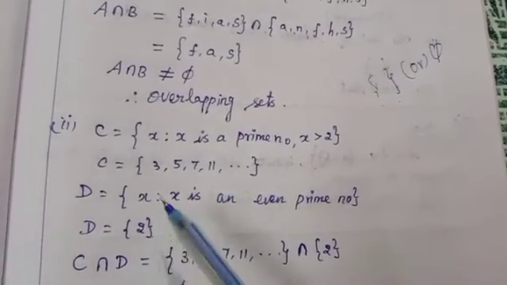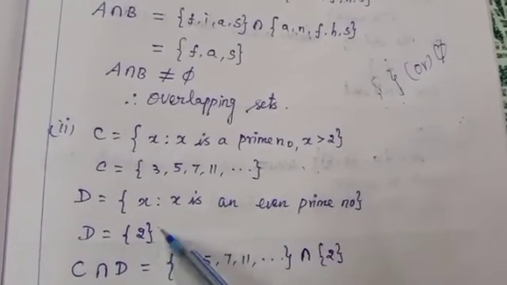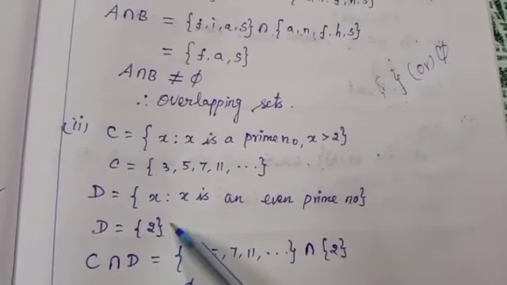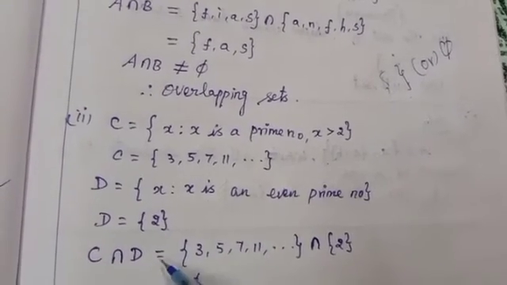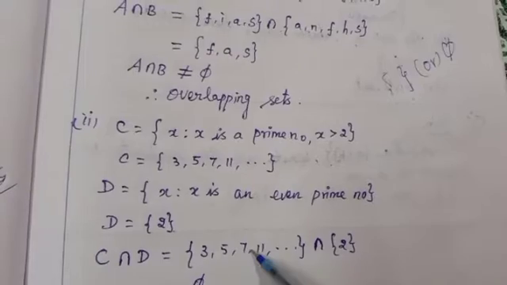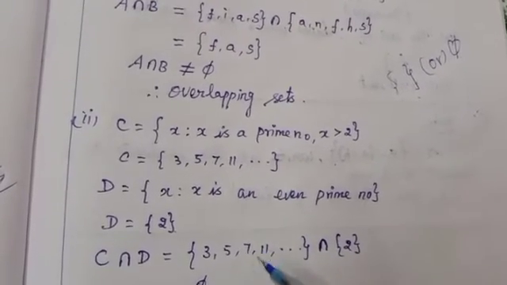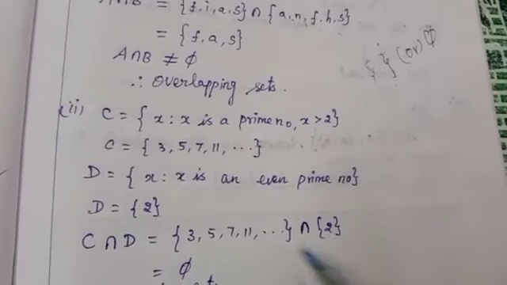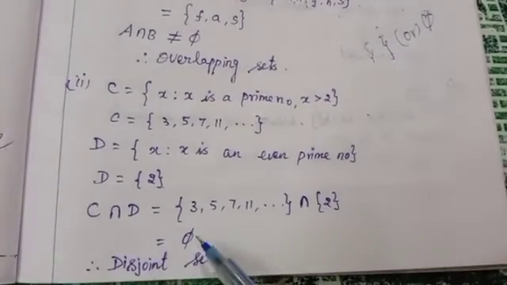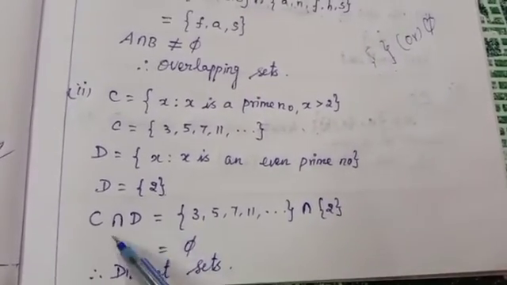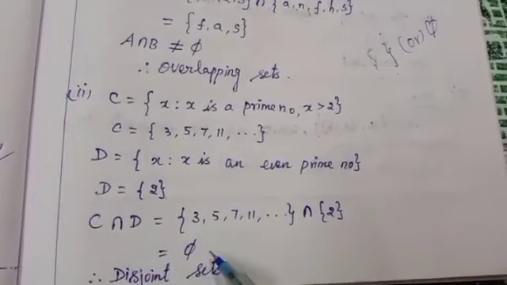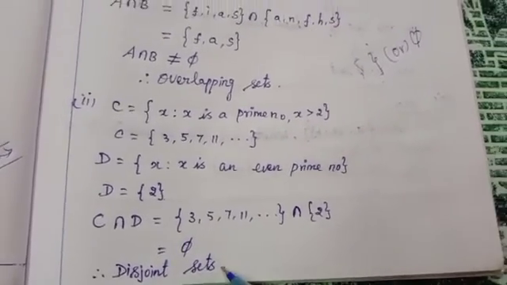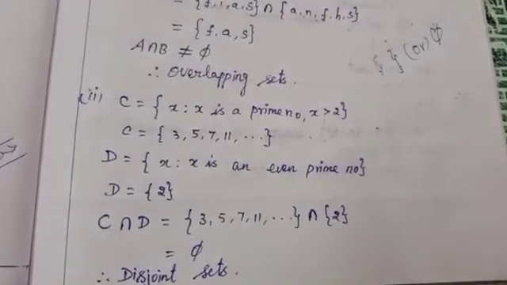Yes, now you have to find C intersection D. So C intersection D, C set values and D set values. You have to check whether these two have common elements. No. So that is empty set. So C intersection D is equal to empty set. So these are disjoint sets.